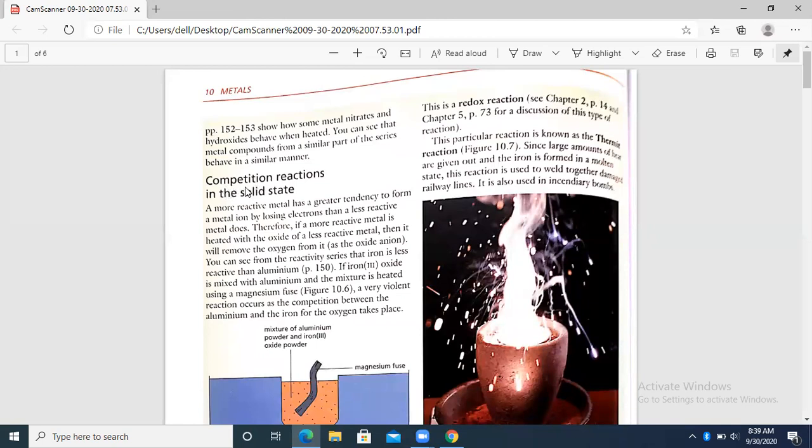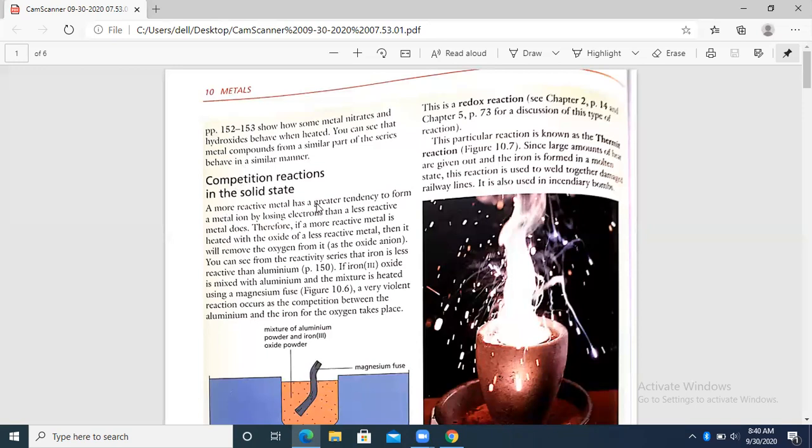The first case we are going to study is competition reactions in the solid state, in the case of a solid. You know the word meaning competition, like a quiz competition and a football competition. And after the competition, one will win, the other will lose. So that's the same meaning. Competition reactions in the solid state. They are competing over who will get oxygen, or who will react more, or who will react first. Like that, the name itself, competition reactions. In the solid state, first we are going to discuss.